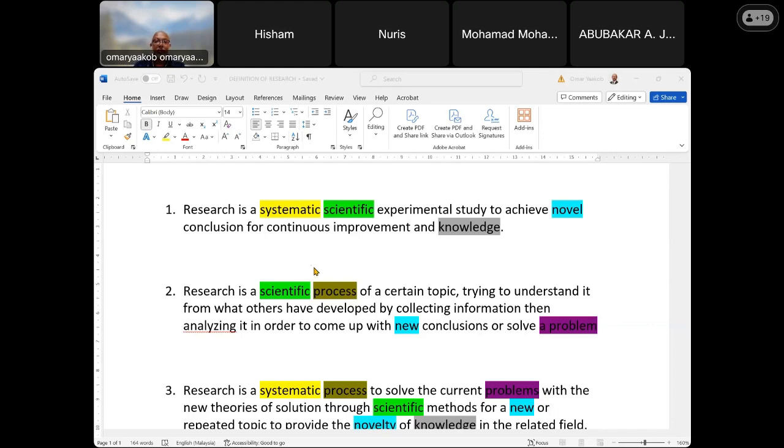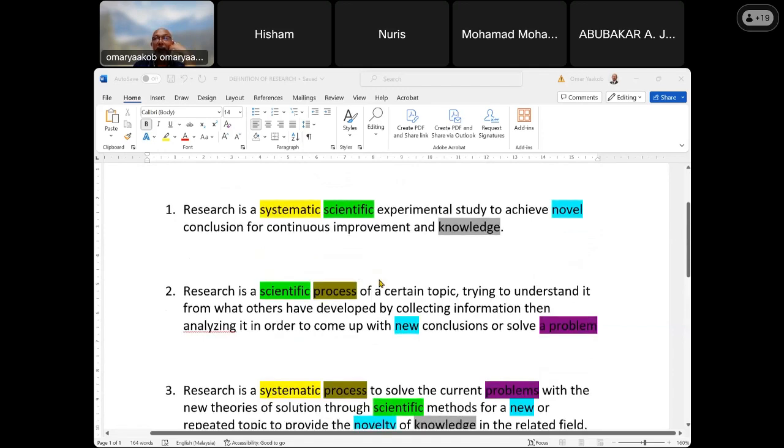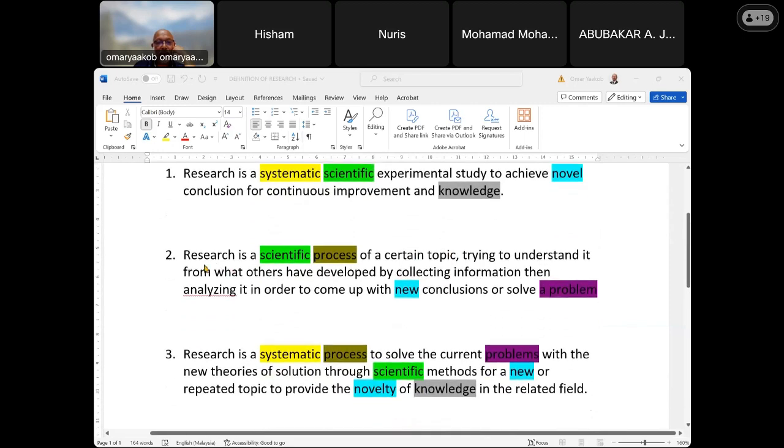So like this, you are deriving your own definition of research as a class. Now we start from where we left last time. Last time we had final candidates that you voted. Research is a systematic scientific experimental study to achieve novel conclusion for continuous improvement and knowledge. The second definition, given by another person: research is scientific process of a certain topic, trying to understand it from what others have developed by collecting information, then analyzing it in order to come up with new conclusions or solve a problem.